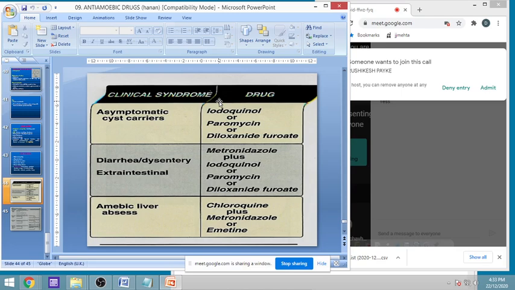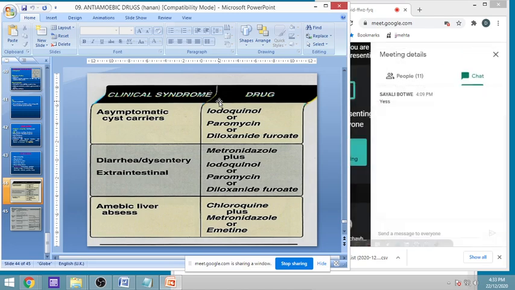So in those cases, what drug has to be given? It is a prophylactic treatment for the carriers. There is no symptom, still we are giving it. The drugs which are given are iodoquinol or paromomycin or diloxanide furoate, because they can act on the cyst. Why not metronidazole? Because it is not acting on the cyst, it acts only on the trophozoite form.